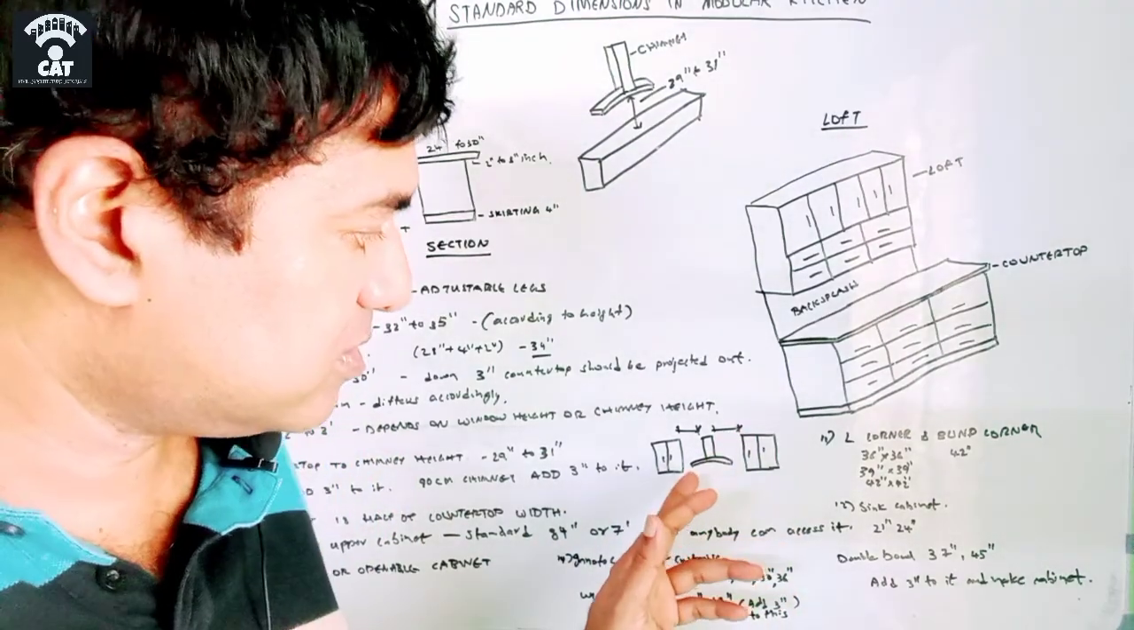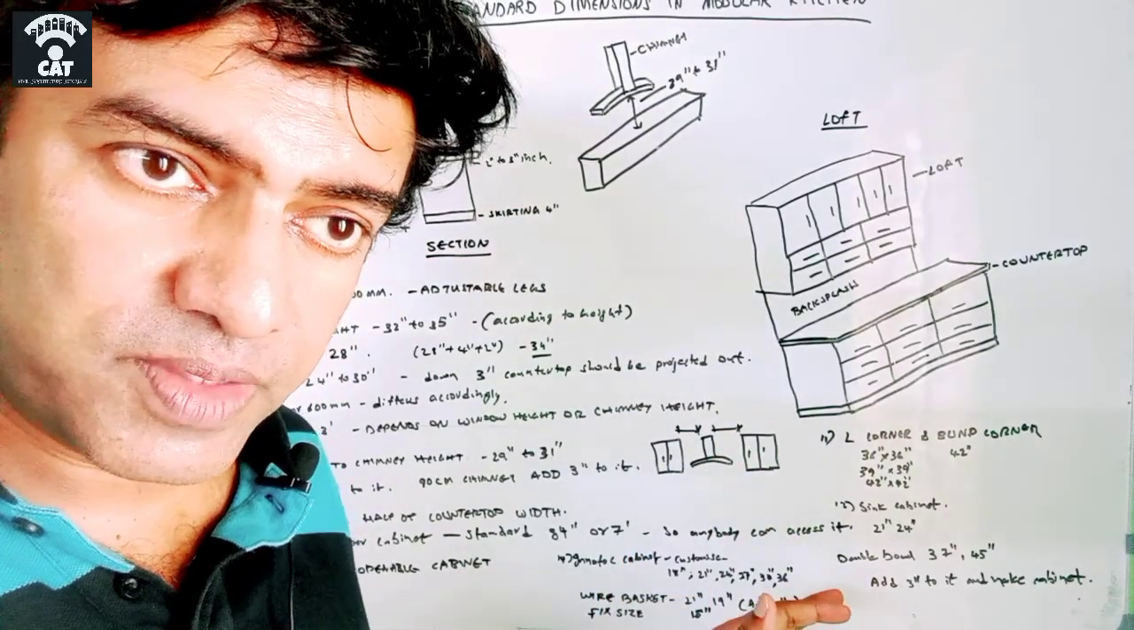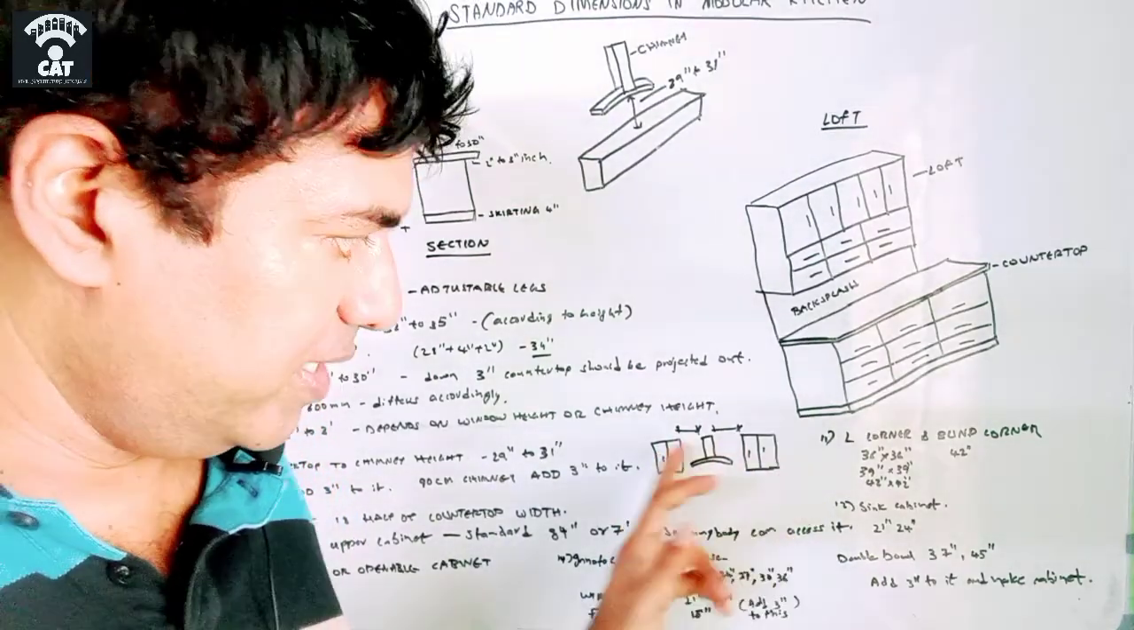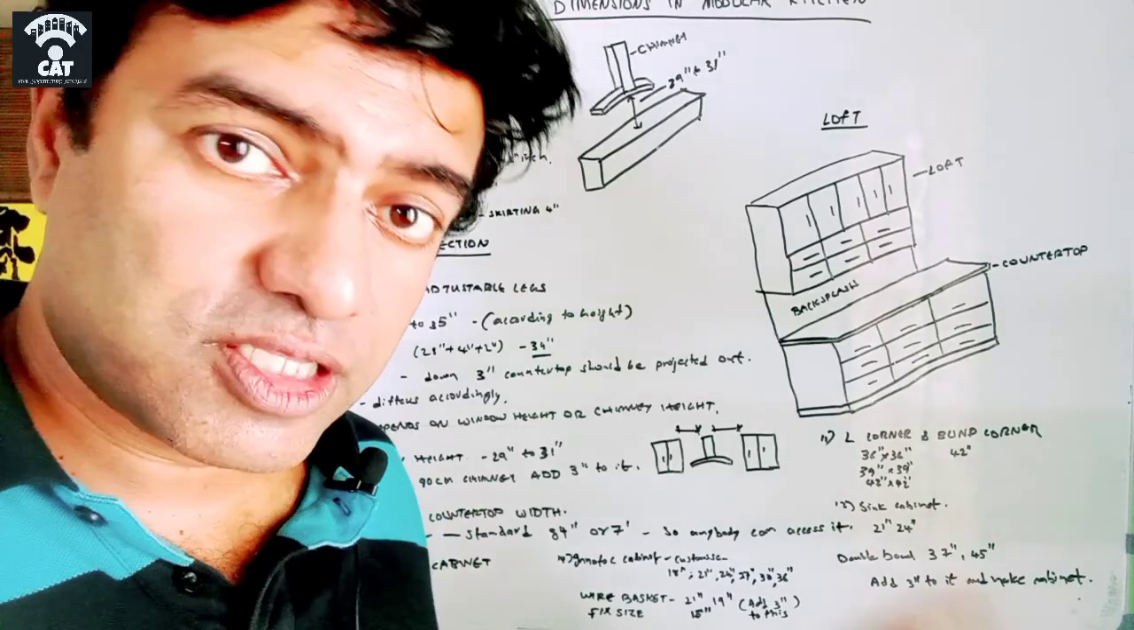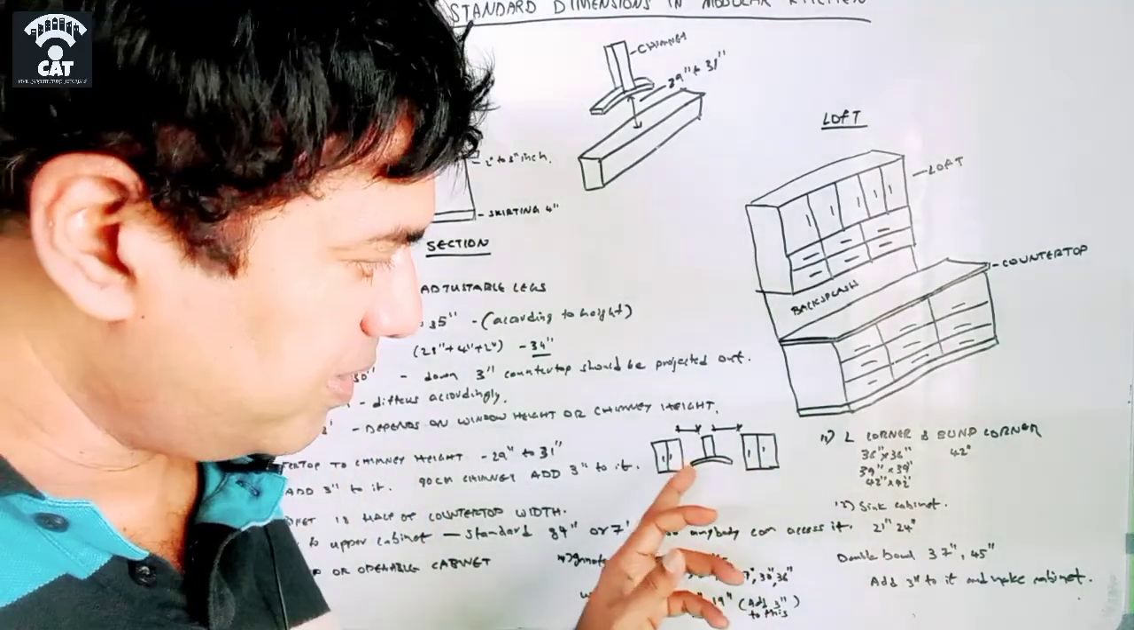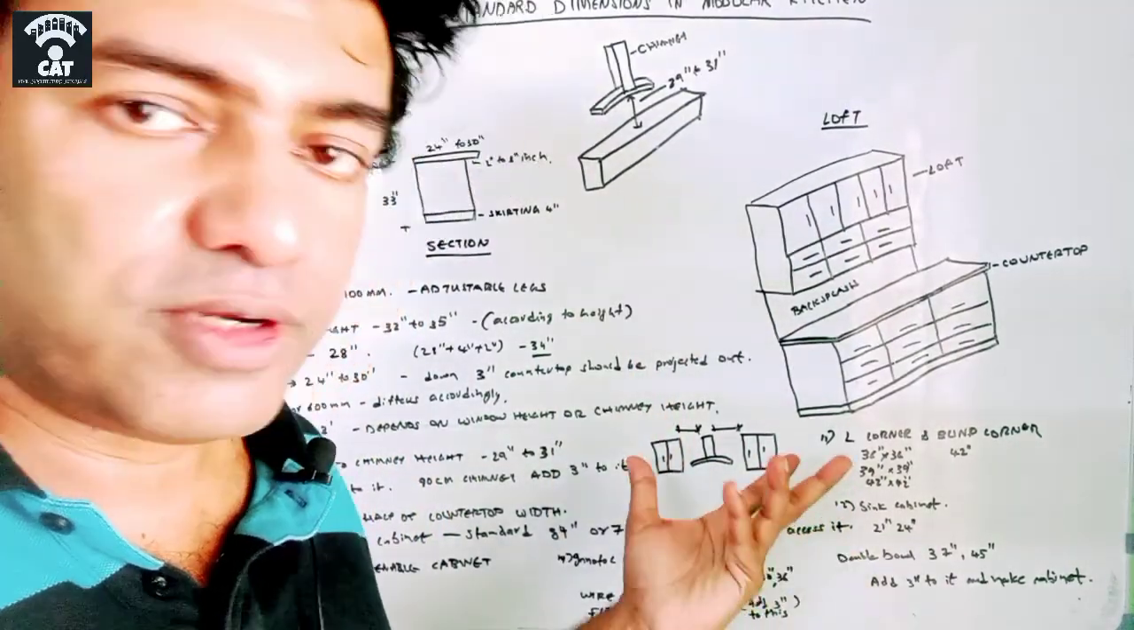So if it is 60 centimeter, plus 3 inch, we have to provide in between these two cabinets. If it is 90 centimeter, also add 3 inch, so that we will get enough space to put the chimney into it and to take it out.